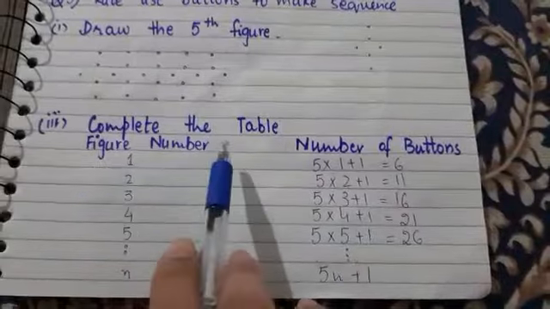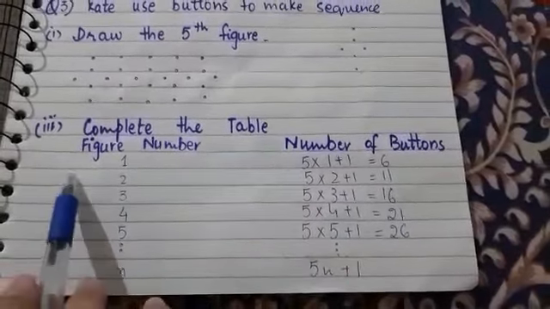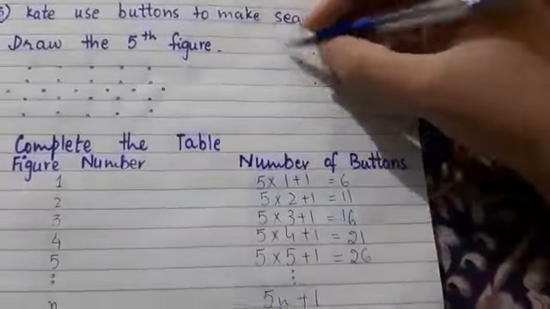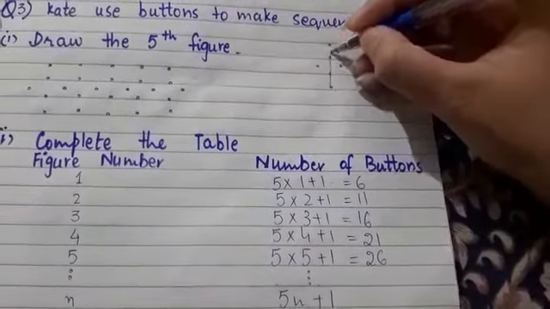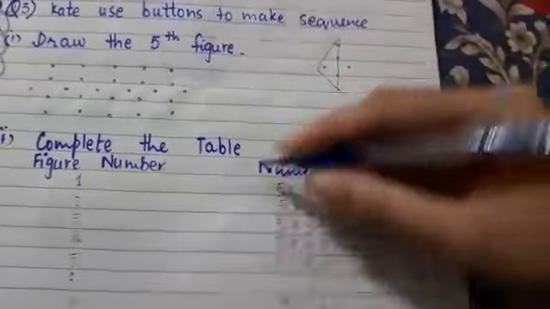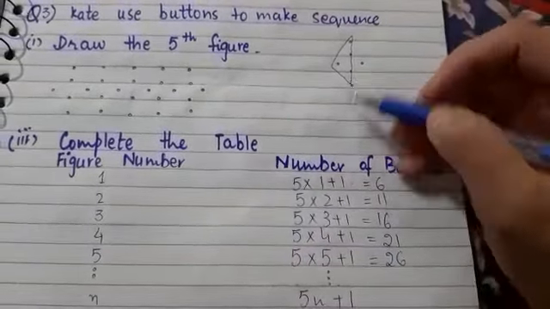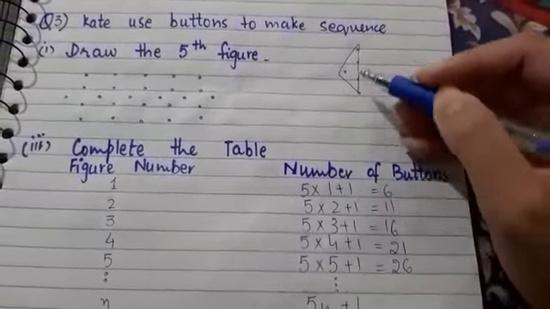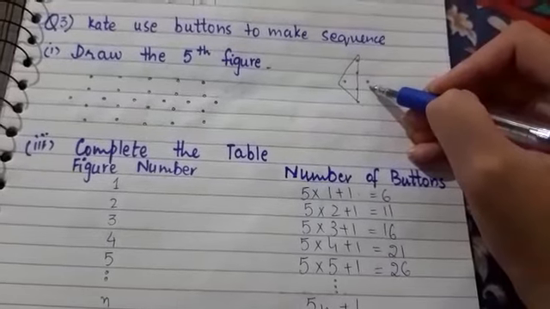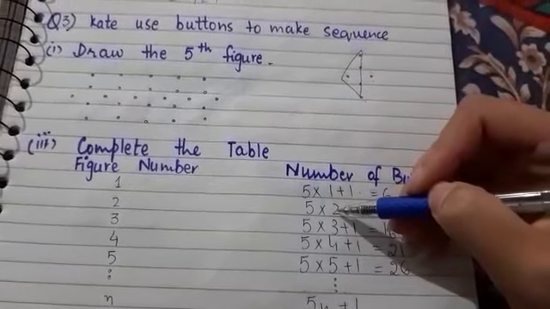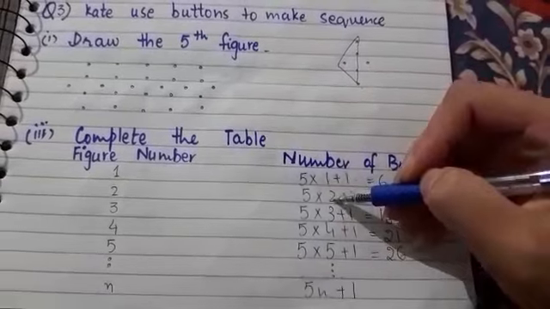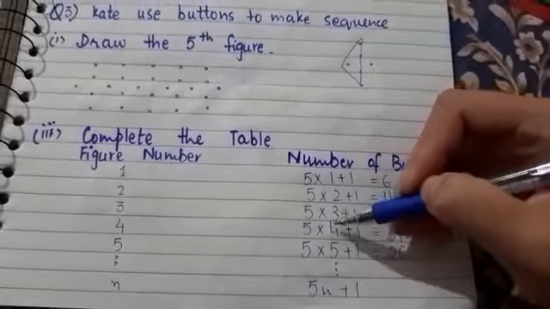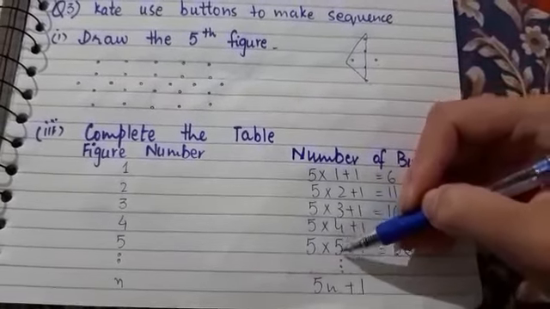In the second part, we have to complete the table. In this table, this 5 represents these 5 buttons, and 1 represents this column line, and this one represents this button. In the second figure, you can easily observe that there are 2 column lines, therefore 2 is written here. In the third figure, there are 3 button lines. In the fourth figure, there are 4 button lines, and so on.